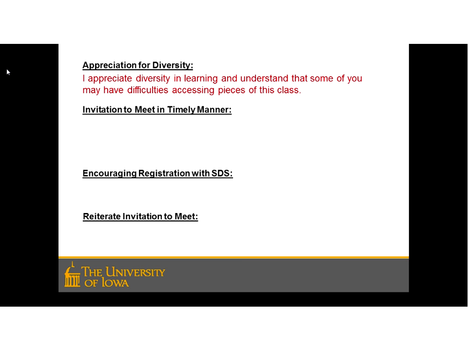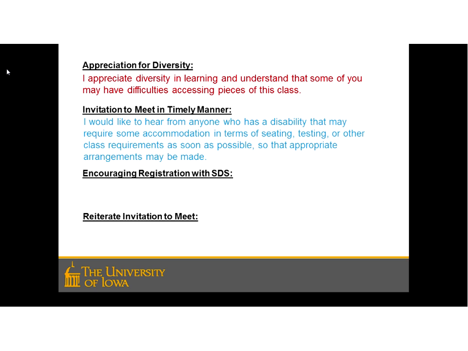Here's an example of what we would include in a disability statement. An appreciation for diversity. I appreciate diversity in learning. Understand that some of you may have difficulties accessing pieces of this class. You provide an invitation to meet in a timely manner. Here basically saying they'd like to hear from anyone who has a disability that may require some accommodation in terms of seating, testing, or other class requirements as soon as possible so that appropriate arrangements may be made. You certainly do want to make sure that's in a timely manner, give a date, give a time, give some kind of time frame there.